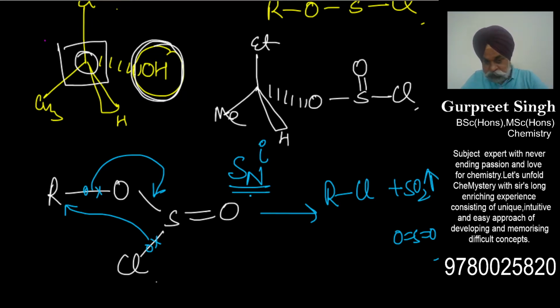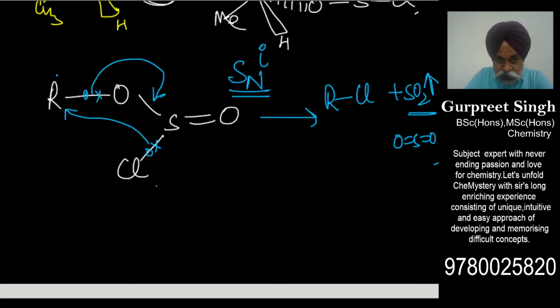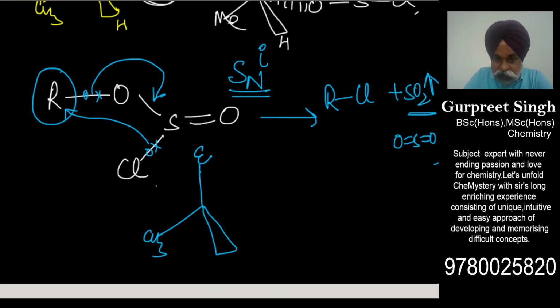This is called internal nucleophilic substitution, because SO2 is a good leaving group, being a gas, and Cl is the only entity left to bring about the reaction. Now if I place the configuration instead of this R, what is the configuration? The configuration is still the retained one. I haven't done anything to this carbon.